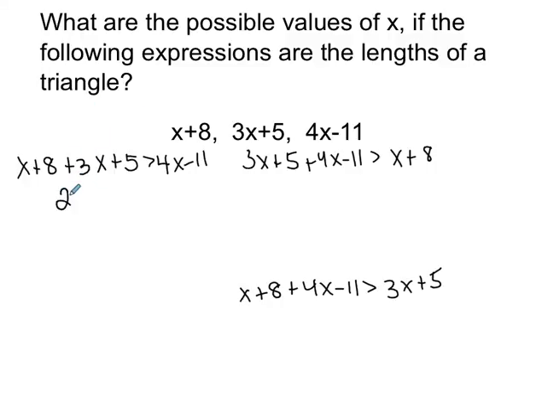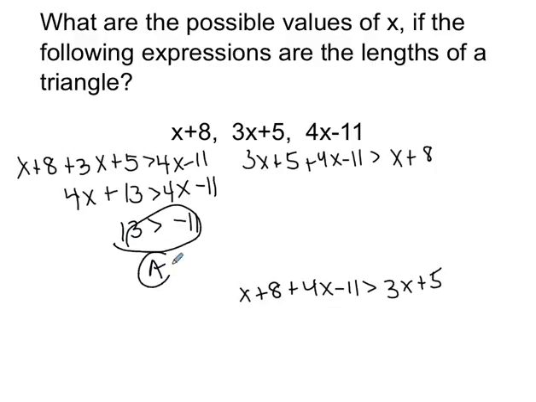So this would be 4x plus 8 plus 5 is 13. It's greater than 4x minus 11. If I subtract 4x from both sides, I get 13 is greater than negative 11. This is always true, so that's great. I don't need to worry about that one.